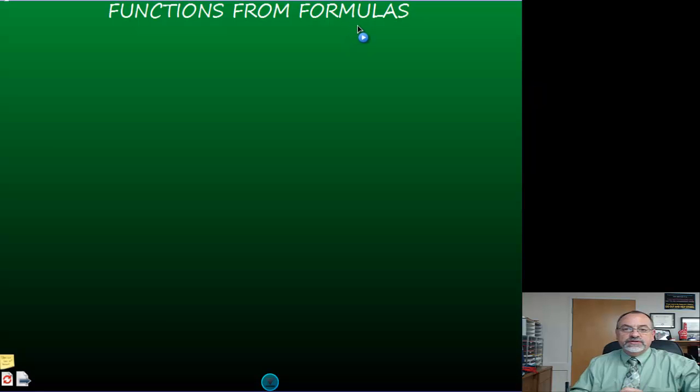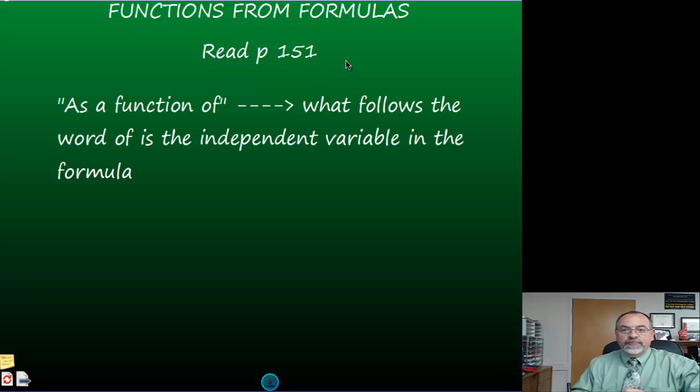And formulas are those things that you already know. Area is equal to pi r squared, or circumference is equal to 2 pi r, or the area of a rectangle is length times width, or volume, length times width times height when you're talking about a cube figure. So we're going to be working with these formulas, and I'd like you to read page 151 in your book.